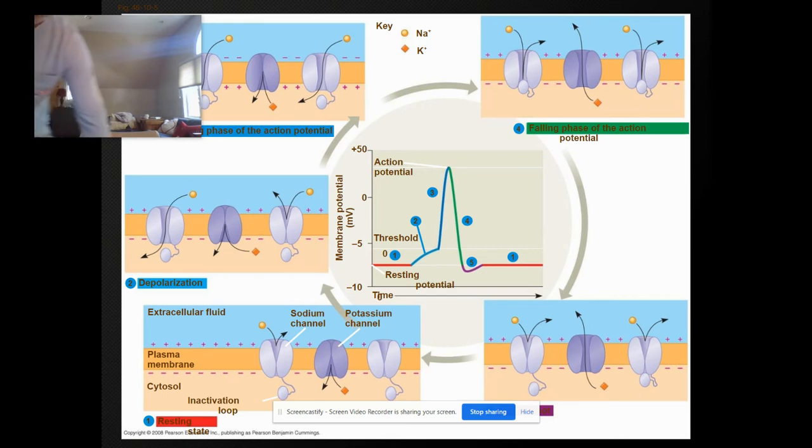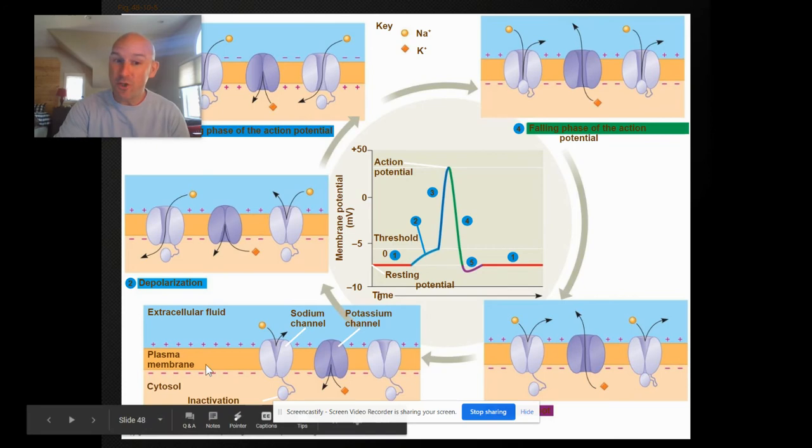In resting potential right here, you can see that we're maintaining our charge. Our sodium potassium pumps aren't shown, but they're working, right? And we have a high concentration of sodium outside the cell, and a high concentration of potassium inside the cell. All right, right now we're resting. We're just maintaining charge, so therefore your sodium and potassium channels for the most part are just closed up.